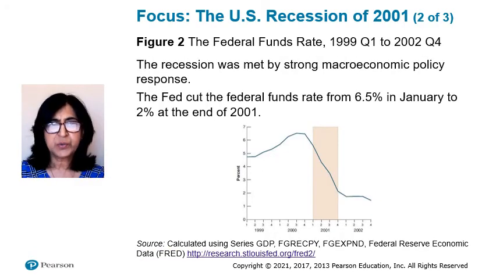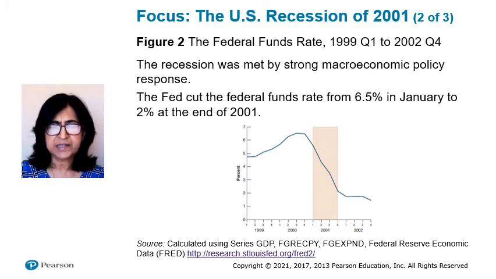Figure 2 shows the behavior of the federal funds rate from 1999 Q1 to 2002 Q4. Starting in early 2001, the Fed, recognizing that the economy was slowing down, started decreasing the federal funds rate aggressively. It continued to do so throughout the year. The rate, which stood at 6.5% in January, was less than 2% at the end of the year. This is an example of the use of expansionary monetary policy to stabilize the economy.